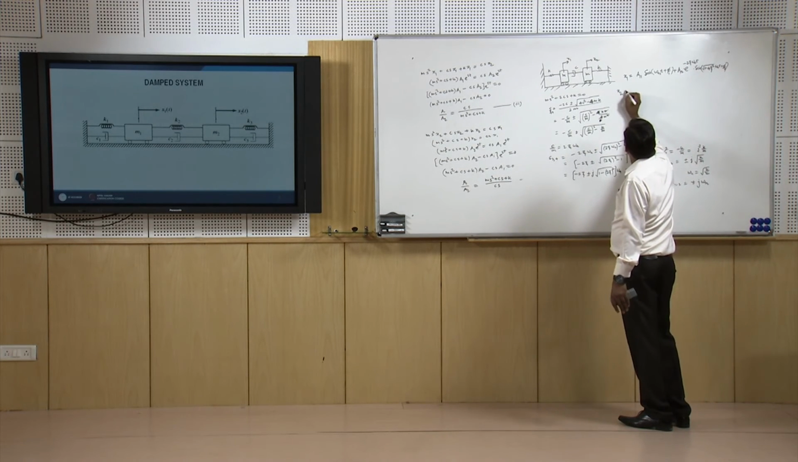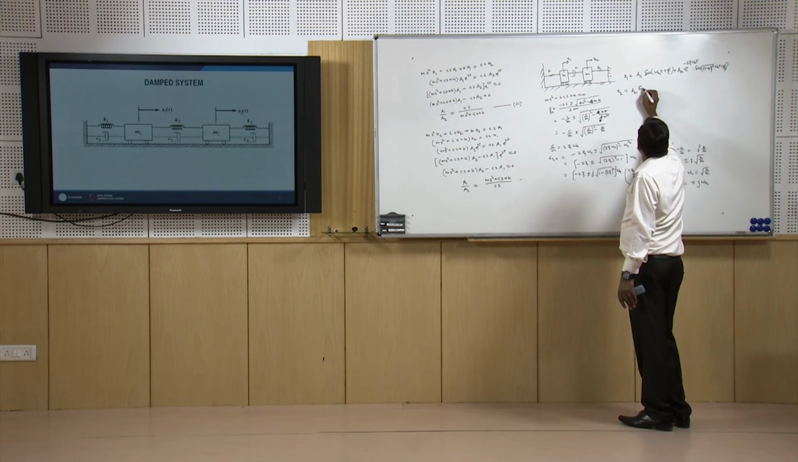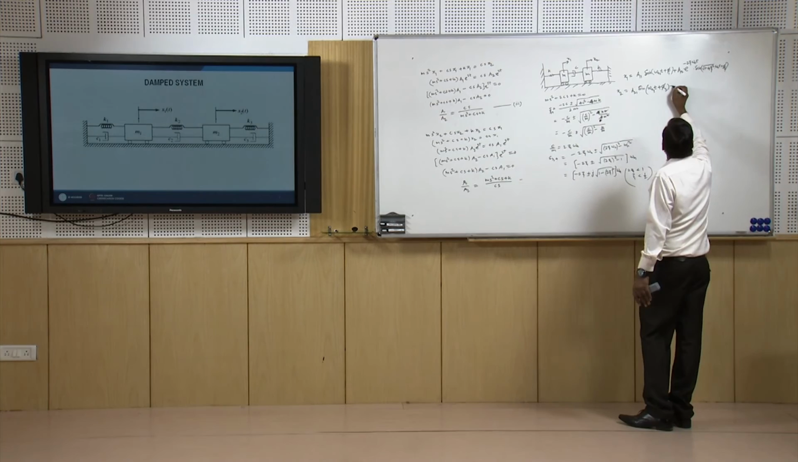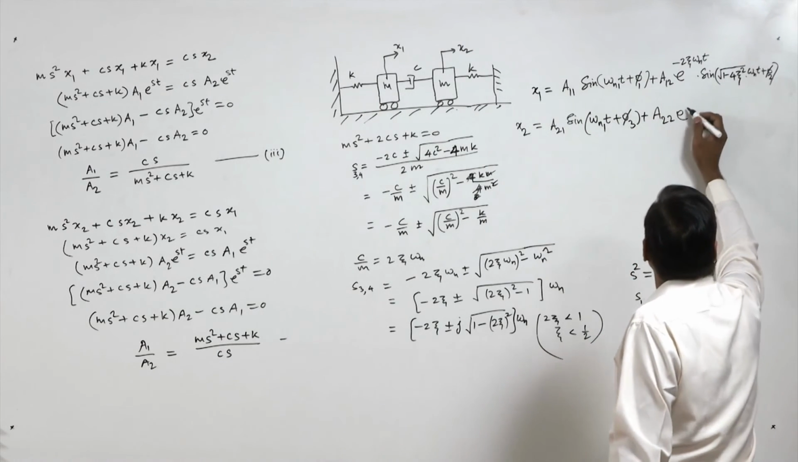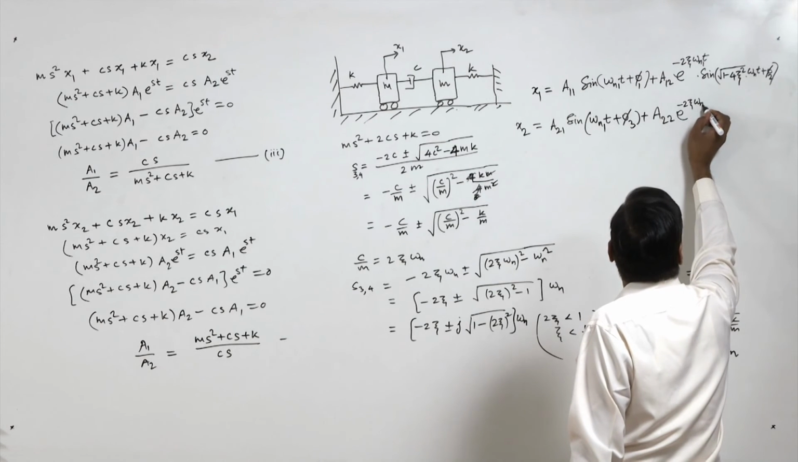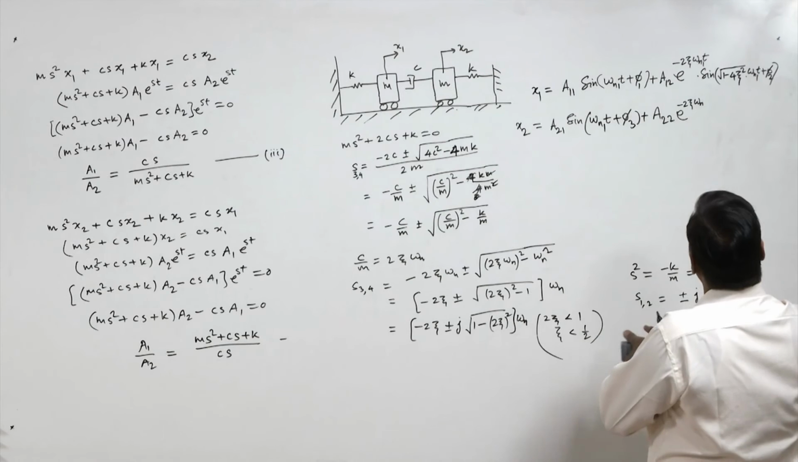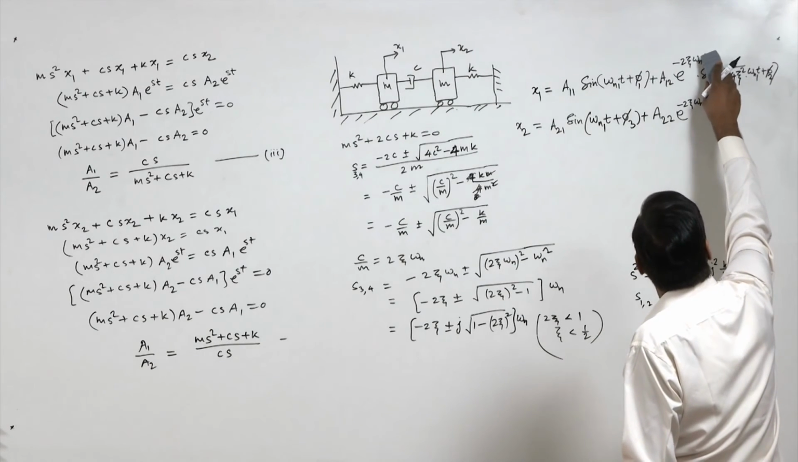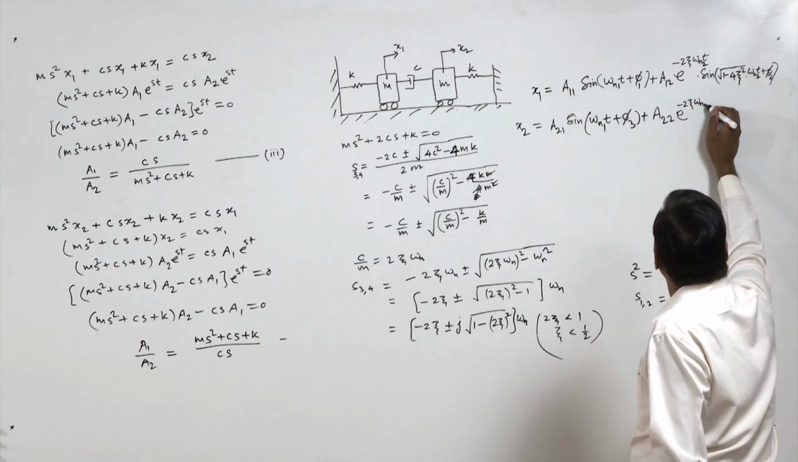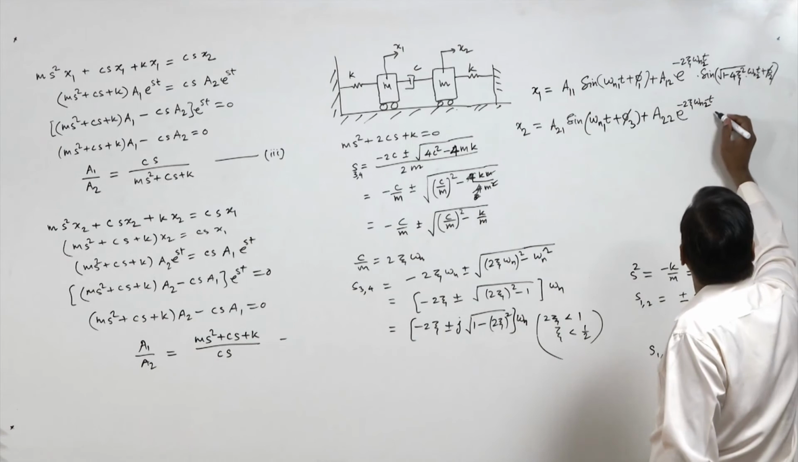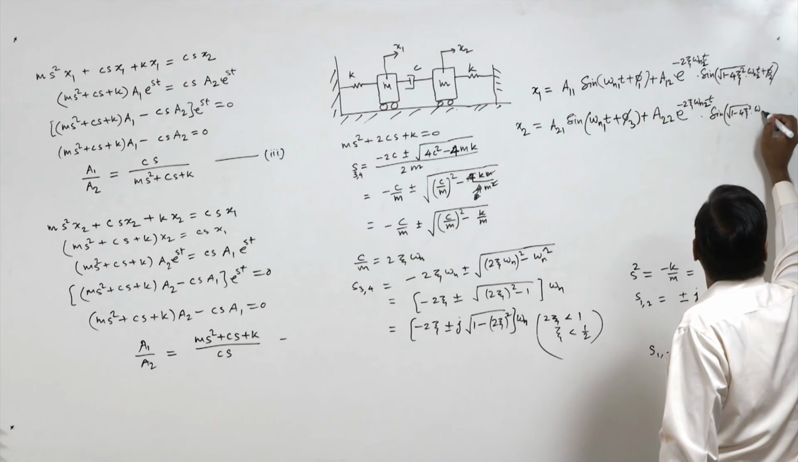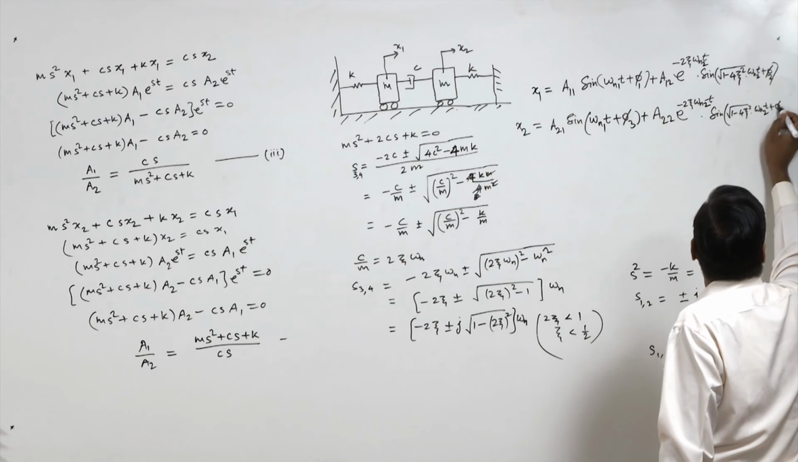Similarly, x2 will be A21 sine omega n1 t plus phi 3, plus A22 exponential of minus 2 zeta omega n2 t into sine of root 1 minus 4 zeta square into omega n2 t plus phi 4.